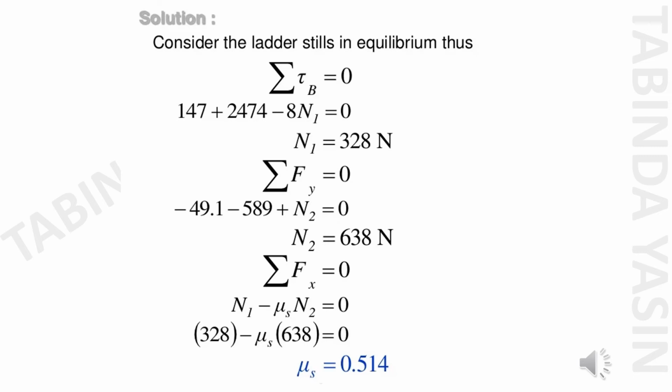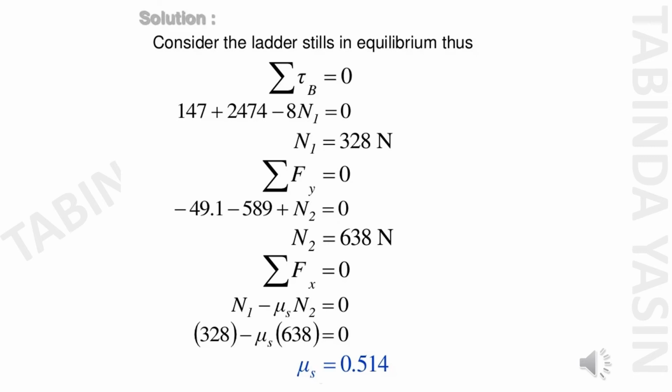Consider the ladder still in equilibrium, thus the summation of torques about b is equal to 0. Substituting the values, 147 plus 2, 474 minus 8 n1 is equal to 0. From here we get n1 is equal to 328 Newton. Summation Fy is equal to 0, minus 49.1 minus 589 plus n2 is equal to 0, and n2 is equal to 638 Newton. Summation Fx is equal to 0.